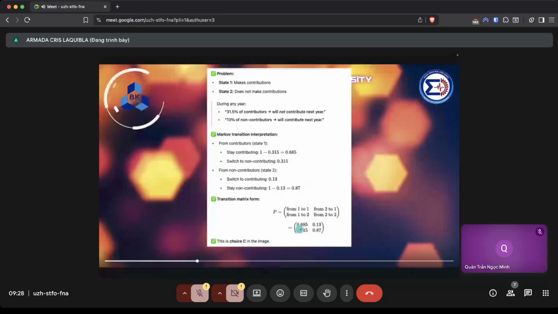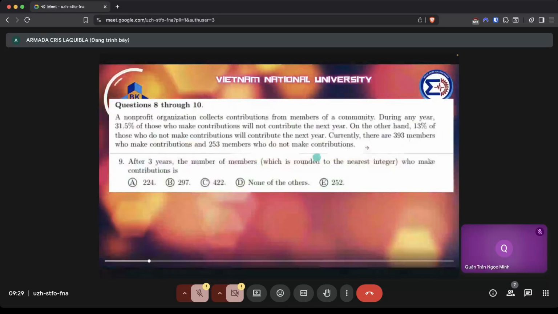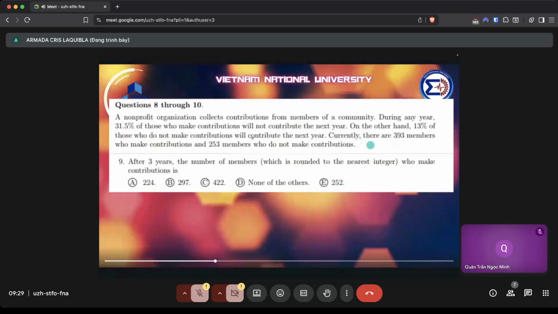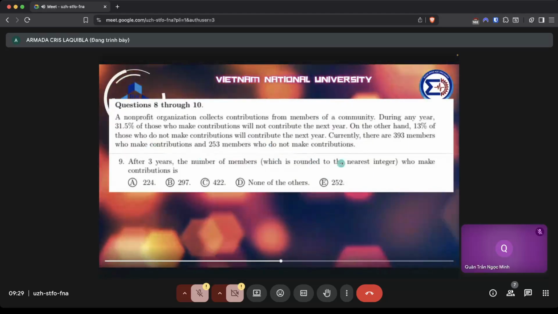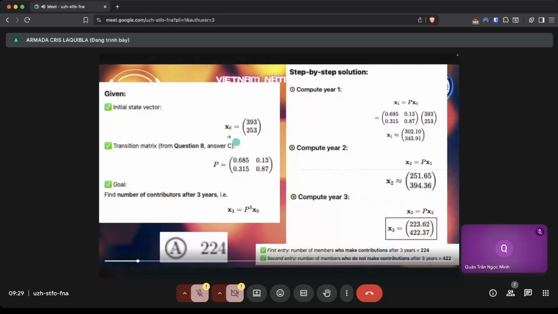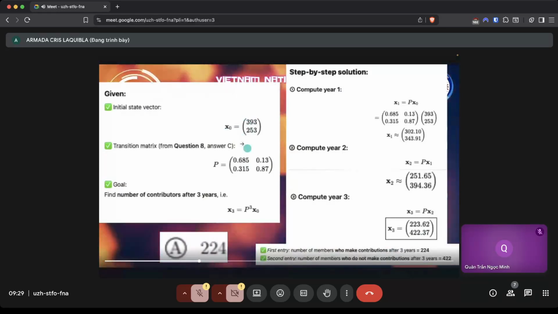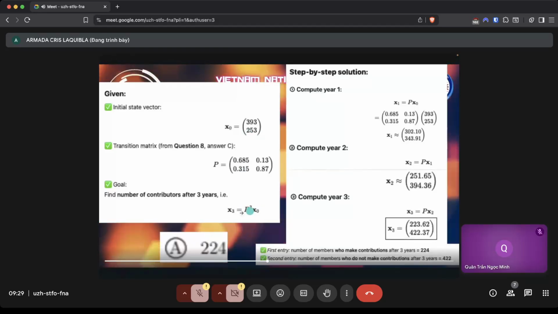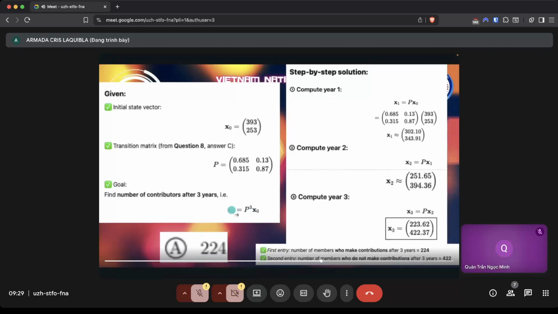So you have to multiply that 3 times to your initial value. Our initial value contains this: currently, there are 393 members who make contributions and 253 members who do not make contributions. This is your X sub 0, the initial vector. Again, the top number will contribute, the lower part will not. So that's P cubed times X sub 0, and you will get your X3.